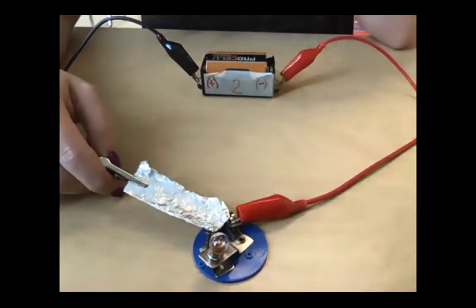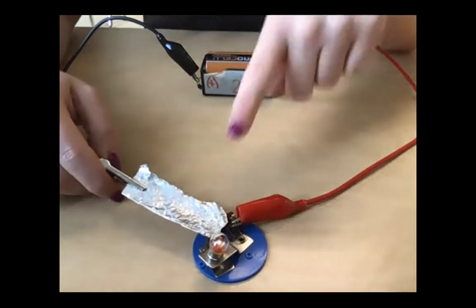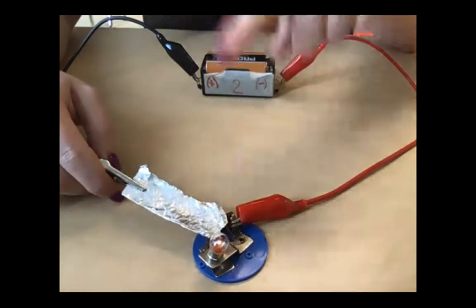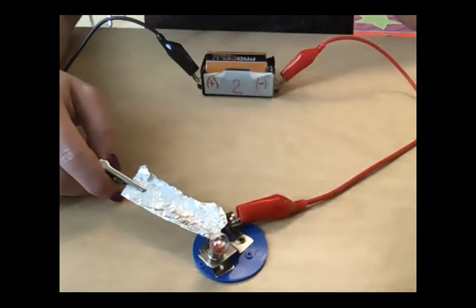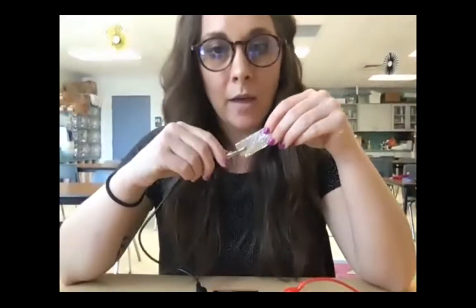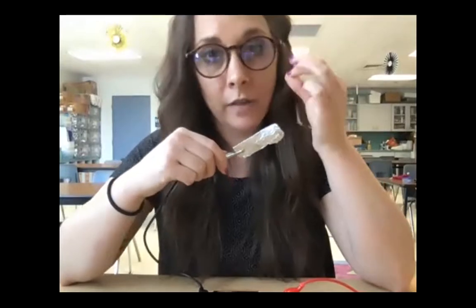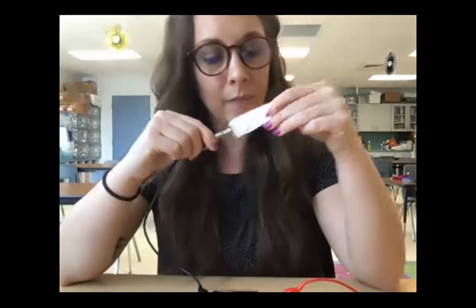The light bulb has turned on. So that means aluminum foil is a conductor. It's allowing the electricity to get back through to the battery and complete that circuit. Aluminum is a type of metal, and metals are conductors of electrical energy. So the aluminum foil is a conductor.